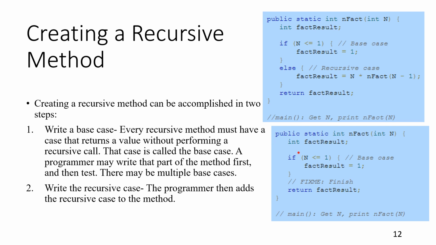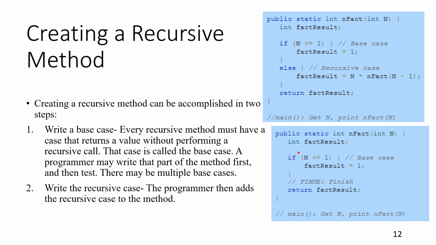So how do we write a base case? A base case is basically something which is performed without using any recursive call. This can be written by the programmer firsthand and then tested. There can be multiple base cases. So if none of the base cases are satisfied, then the code goes into the recursive call.